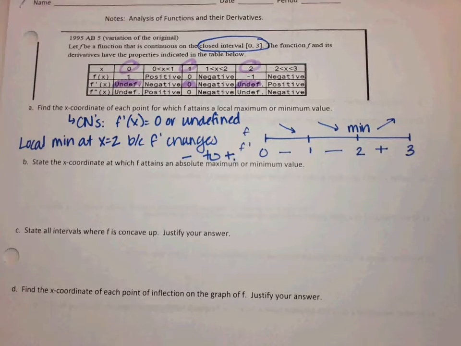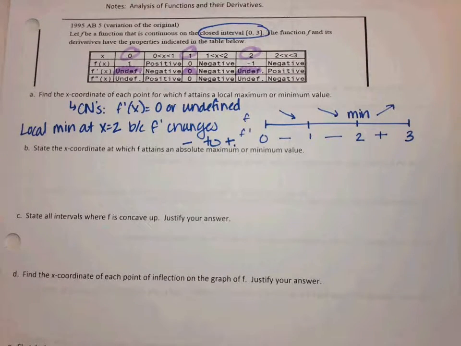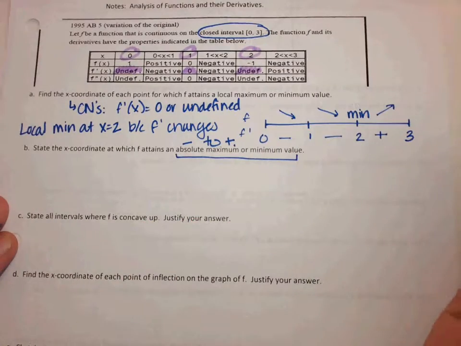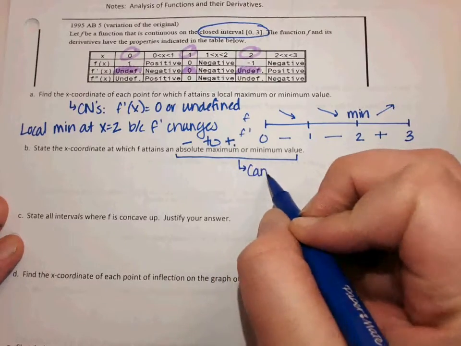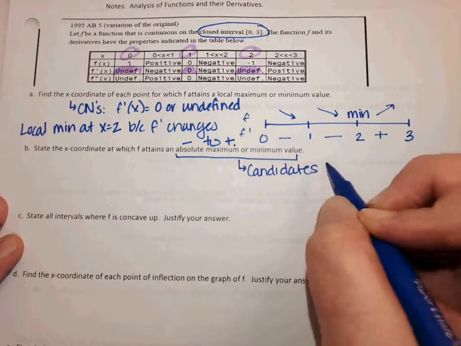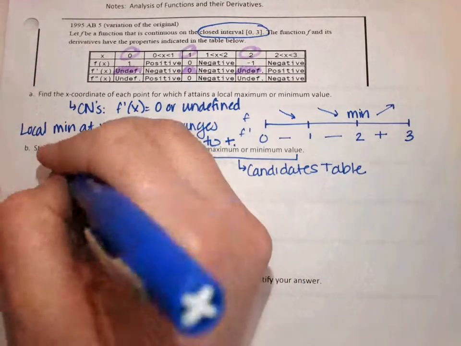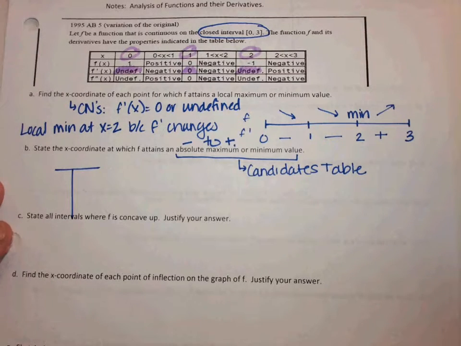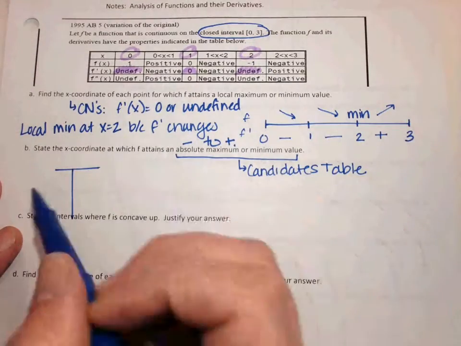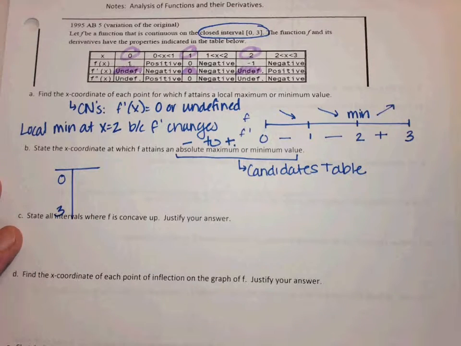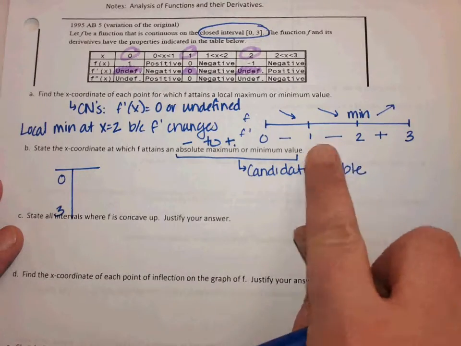Okay, next question. State the x coordinate where f has an absolute maximum. Okay, an absolute maximum and minimum. That means that I need to do a candidates table. What goes in a candidates table? What types of things? Okay, x values of critical numbers and endpoints. So my endpoints, if I'm going 0 to 3, need to go in my table. And then also my critical numbers, which were what? Okay, 2 and 1.